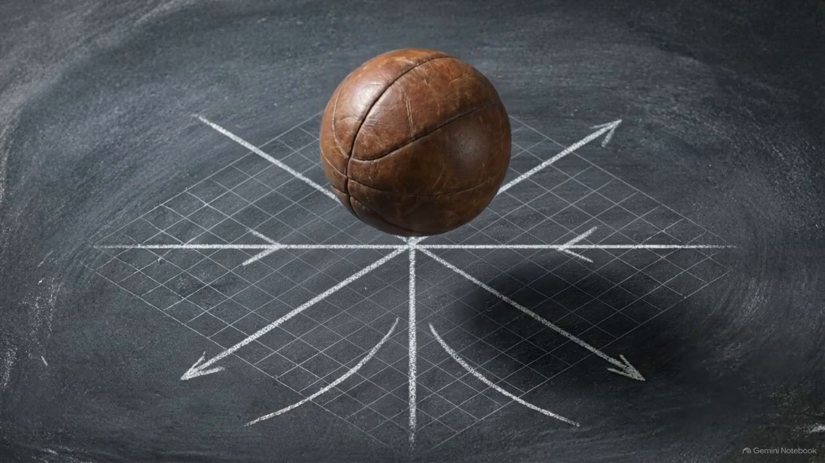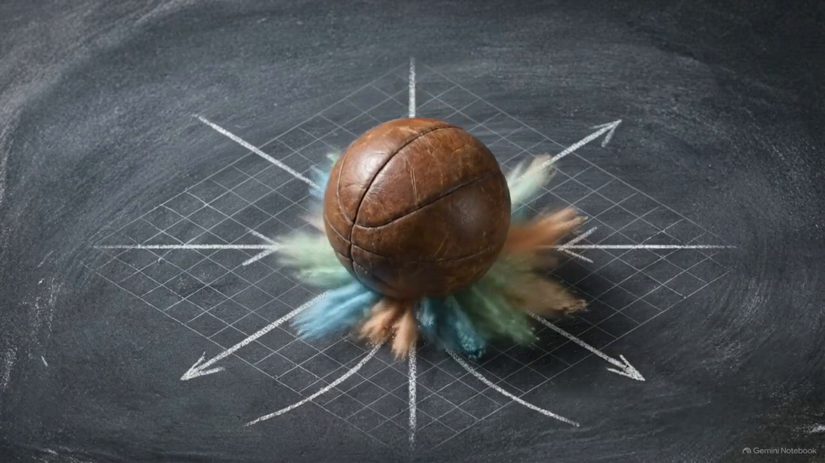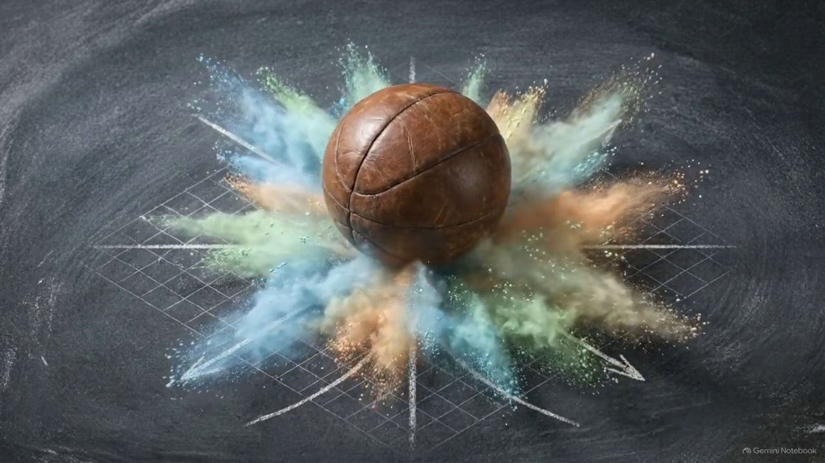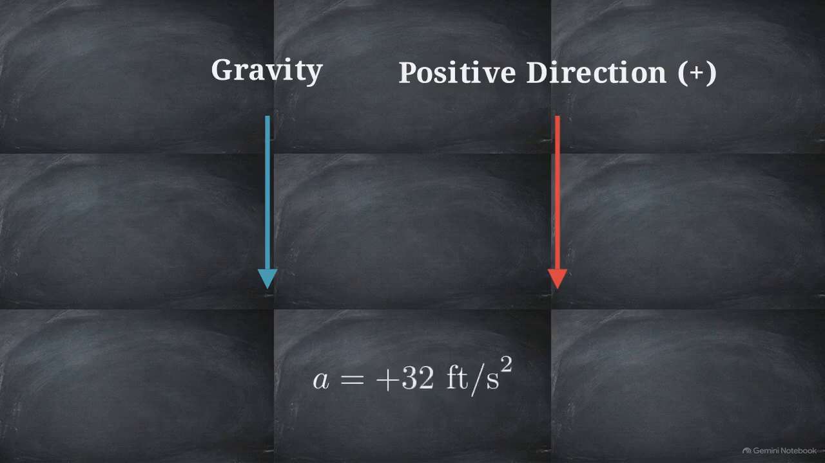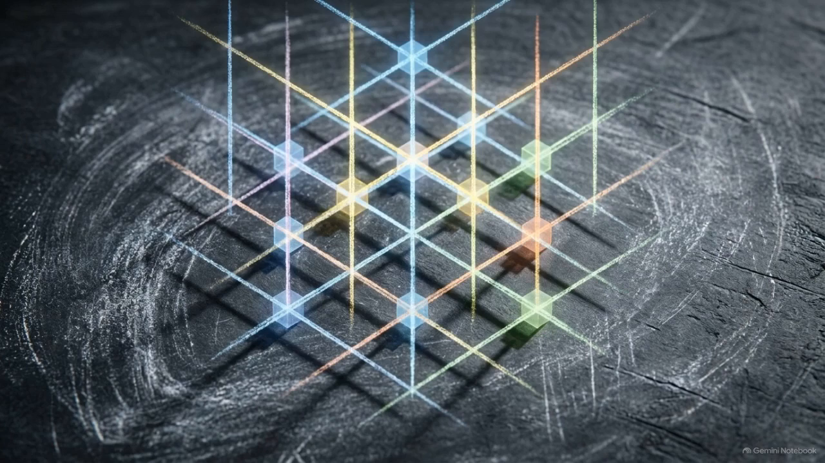Gravity did not reverse its physical pull. The ball hits the ground with the exact same force at the exact same time. The math changed because gravity points down, and we defined down as positive. Therefore, the acceleration due to gravity is now mathematically positive 32. The mathematical signs of velocity and acceleration are not fundamental laws of nature. They are arbitrary artifacts of our chosen coordinate system.